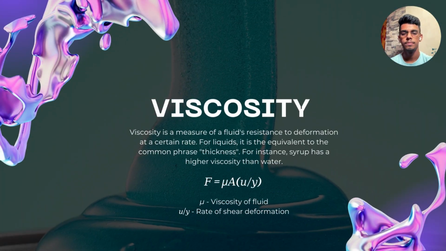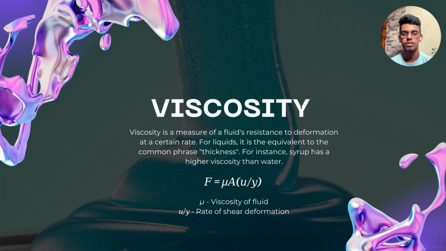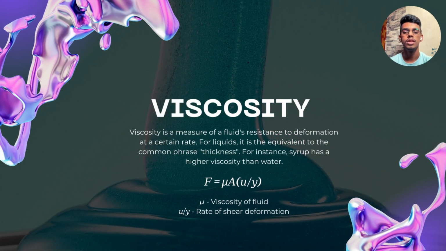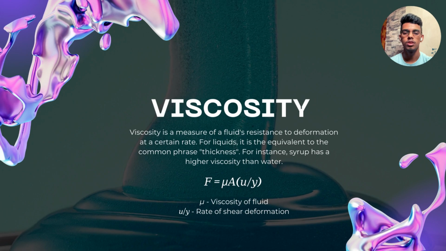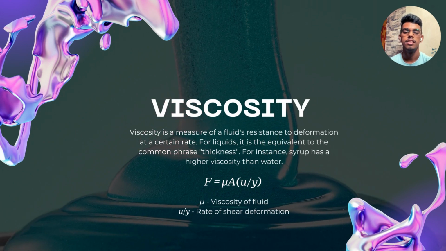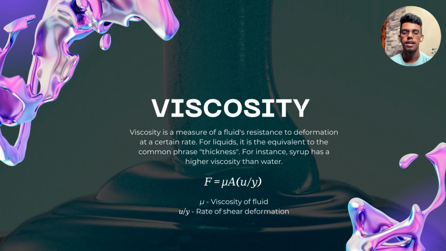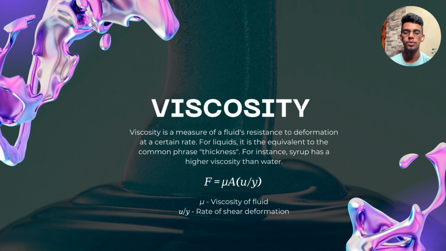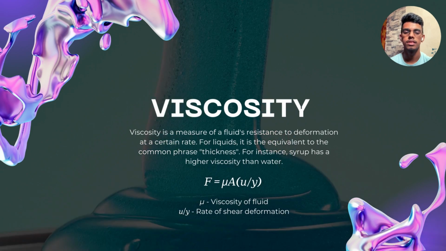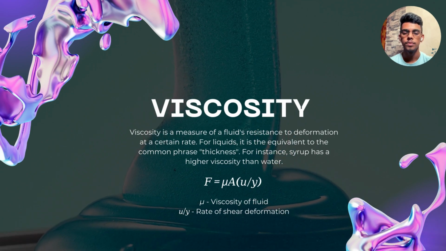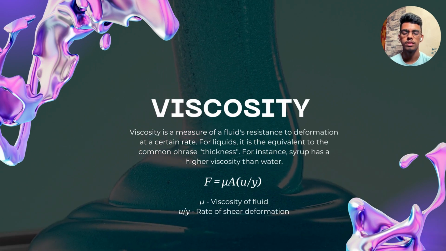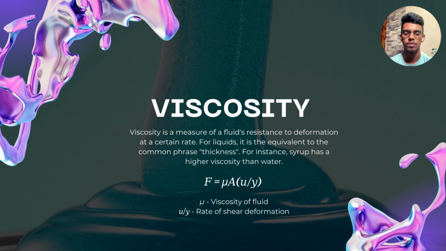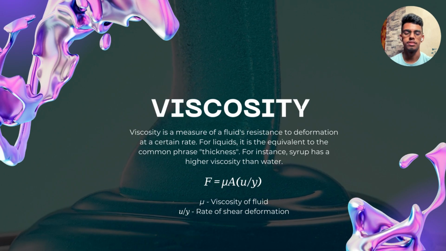The final feature will be viscosity. Viscosity is a measure of a fluid's resistance to deformation at a certain rate. For liquids, it is equivalent to the common phrase, thickness. For instance, syrup has a higher viscosity than water. So the formula is F equals mu times A times U over Y. The mu equals the viscosity of the fluid, while U over Y equals the rate of shear deformation, and A equals the area.